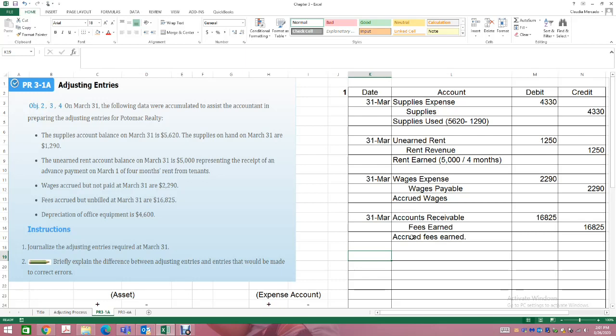We have the depreciation expense account and we have the accumulated depreciation account. Every asset category has its own accumulated depreciation account. So let's say, for example, you have equipment, you have trucks, you have different things. You're going to have accumulated depreciation for each of the different categories. In this case, we have a depreciation for office equipment of $4,600. Every time that you depreciate something, an entry needs to be posted to record the depreciation expense.